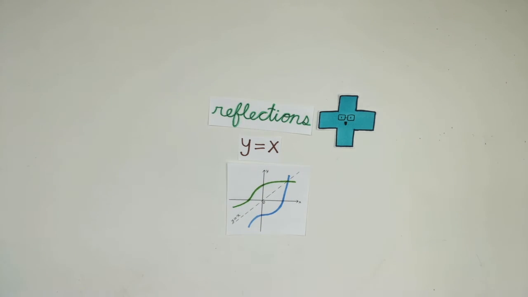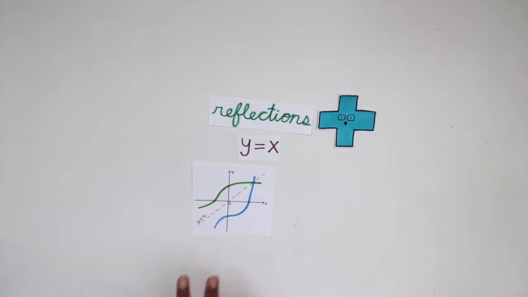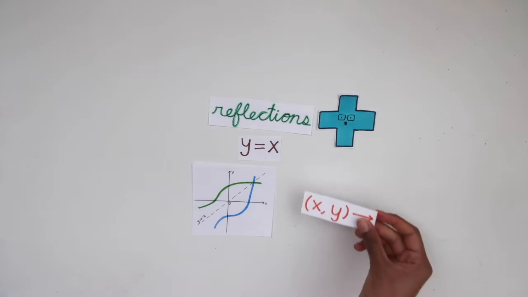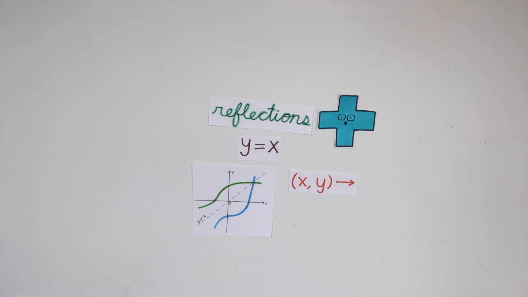And what do you think happens to the points in this case? What changes and what doesn't? Try to figure it out on your own. Well, the x-coordinates become the y-coordinates, while the y-coordinates become the x-coordinates. In other words, they exchange.